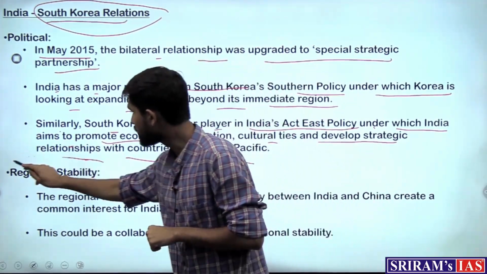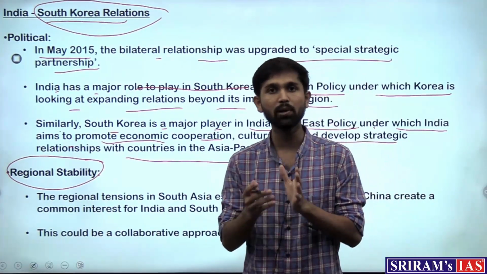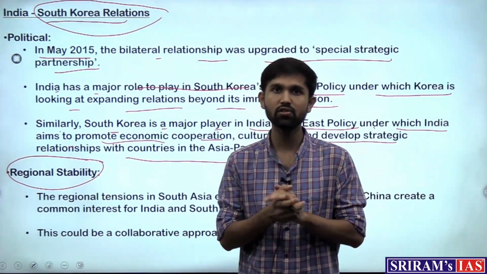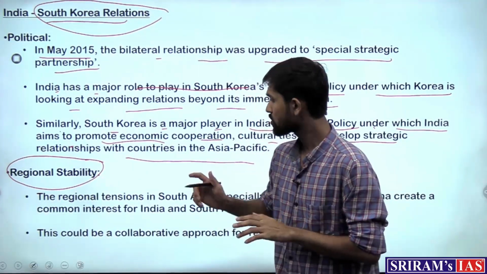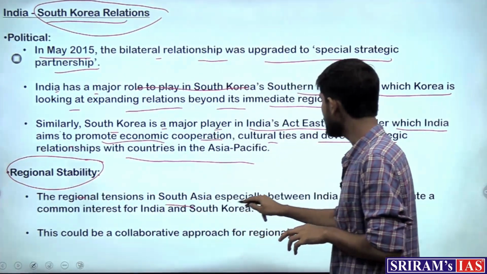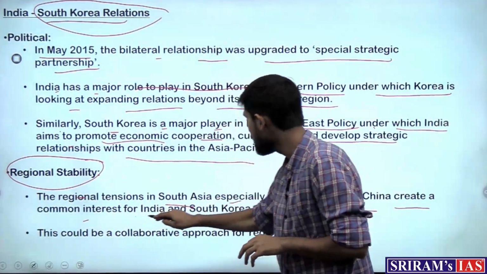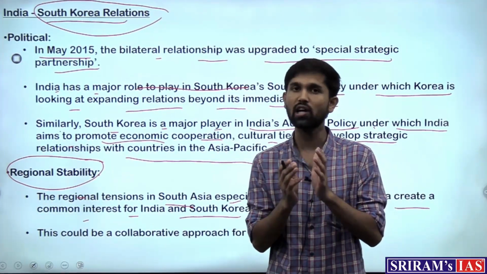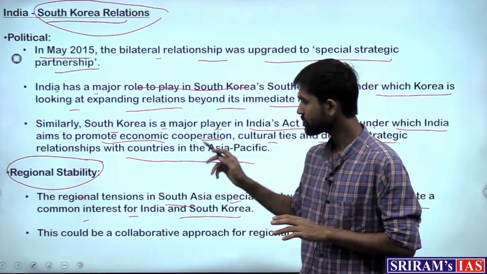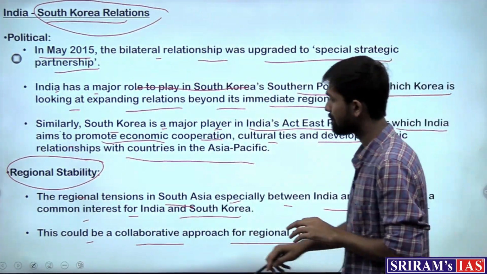Now, with respect to regional stability, why is the concept of regional stability important? Again, due to the rising ambitions of China, and therefore a lot of uncertainties loom in this region. So the regional tensions in South Asia, especially between India and China, create a common interest for India and South Korea. The relations between South Korea and China are also not that good. So this could be a collaborative approach for regional stability.